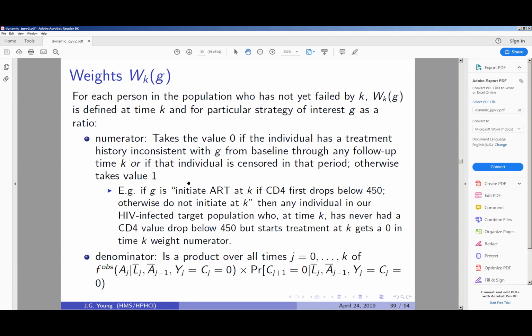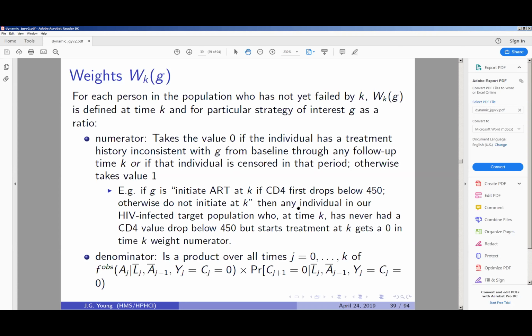So this is sort of a technical description. I'm going to get to a summary of this on the next slide if this is looking overwhelming. So for example, if we chose G to be initiate ART at time K if CD4 first drops below 450, otherwise don't initiate, then any individual in our target population who at time K has never had a CD4 value drop below 450, but has started treatment at K, is going to get a 0 in the numerator of WKG because they're not following G by that time.